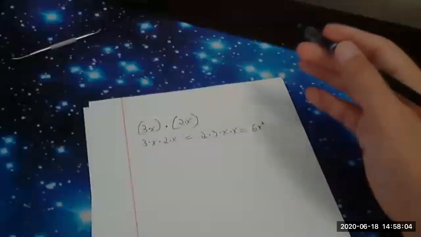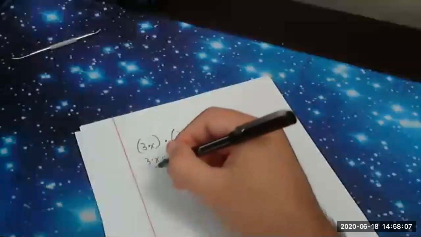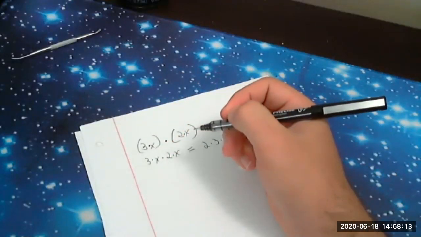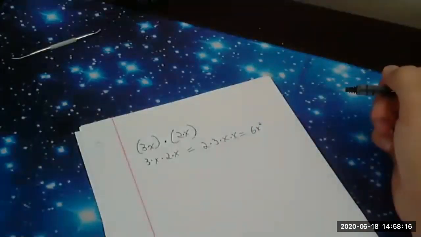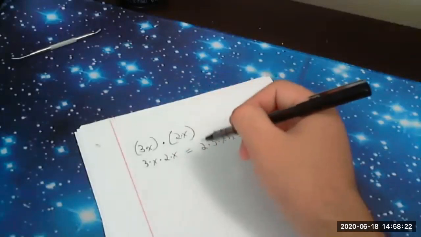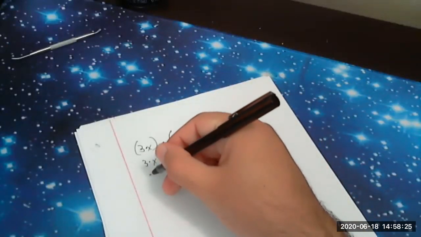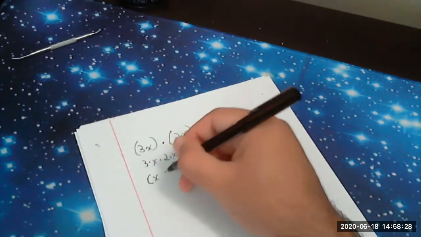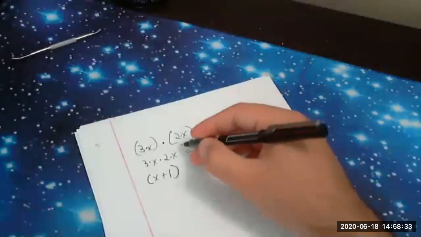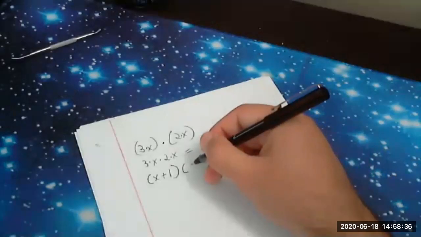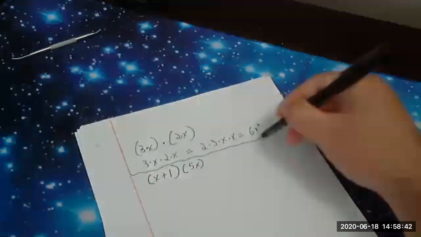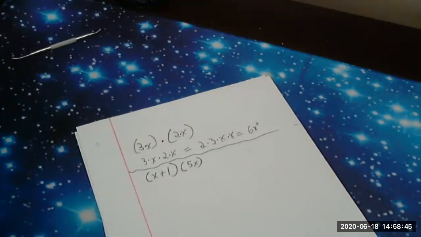All right, so if we take this up a notch, multiplication of polynomials becomes very, very involved sometimes. So let's change this around and say our first polynomial is actually x plus 1. And our second polynomial is 5x. Okay. Well, what do we get here?